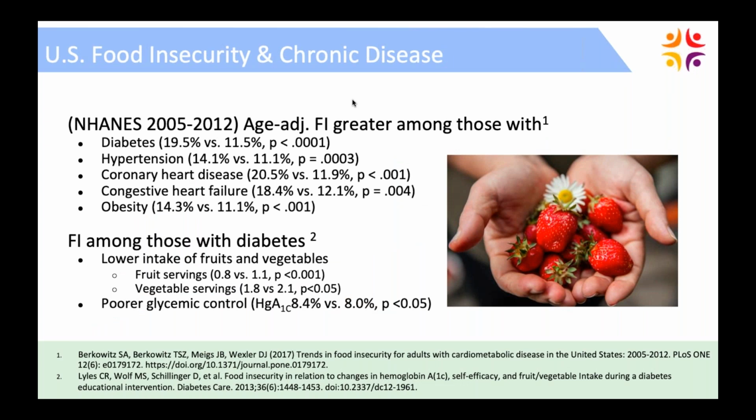So here's a little bit more evidence on the connection between food insecurity and chronic disease. The NHANES data, which is sort of one of the gold standards on nutrition out there, shows that food insecurity is greater among those that have diabetes, hypertension, coronary artery disease, congestive heart failure, obesity, etc. And among folks who have diabetes, we also see food insecurity associated with a lower intake of fruits and vegetables for those folks, and poor glycemic control compared to those without food insecurity.